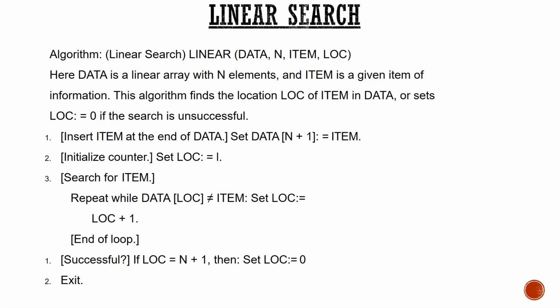It's a simple search. This we call the linear search, wherein we try to find the item in the list. The name of the list is data over there. If the match is found at n plus 1, as you see here in line number 1, we are copying it to n plus 1, so that if it reaches the location n plus 1, it means it is unsuccessful. If the value of LOC is any value other than n plus 1, then it is successful, or else it is unsuccessful.